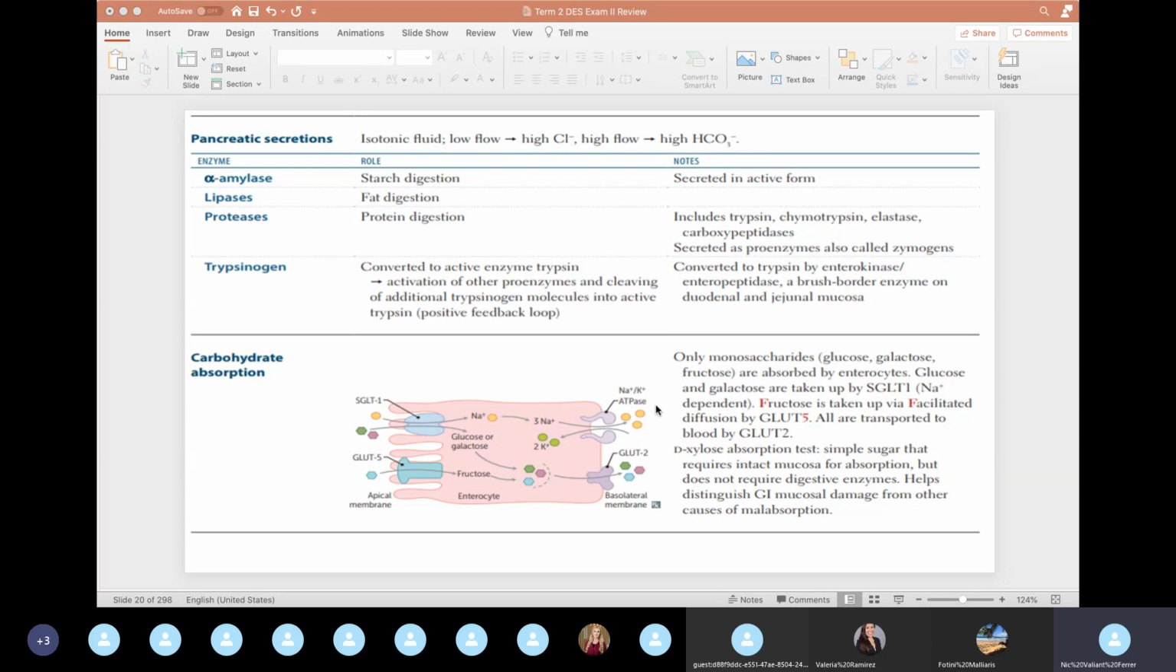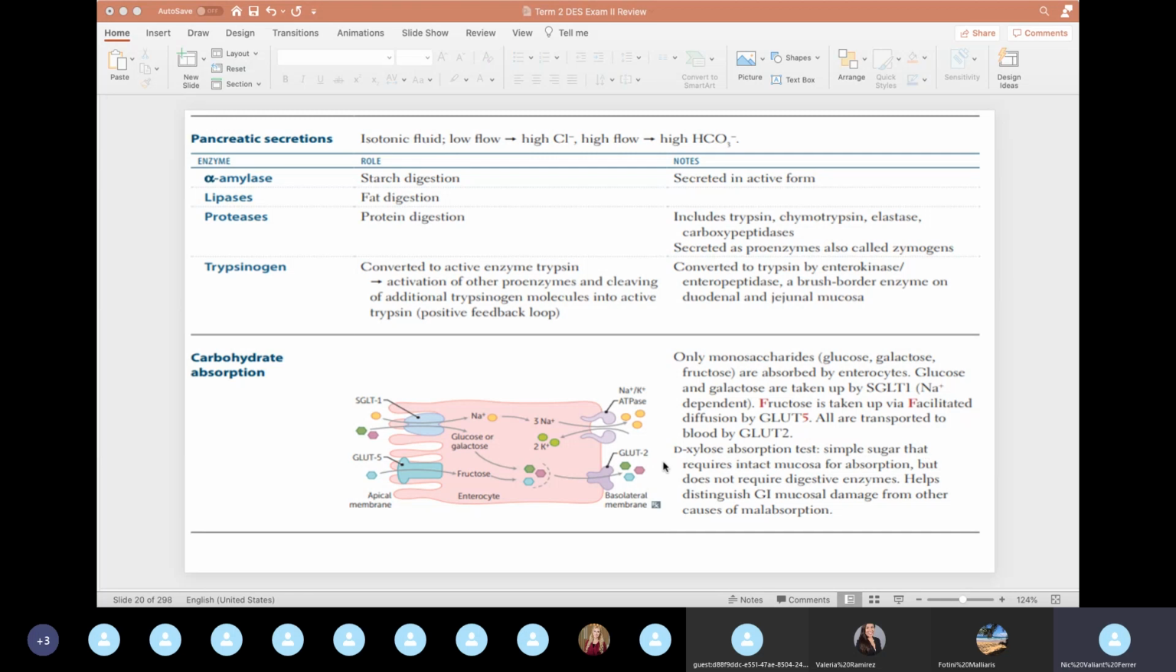What's the high yield? Glucose and galactose are taken by SGLT1. This is sodium dependent. With the co-transport of sodium, glucose or galactose enters your enterocytes. Fructose is taken up via GLUT5. Don't forget that: GLUT5 fructose, facilitated diffusion, and all the rest are transported to blood by GLUT2.